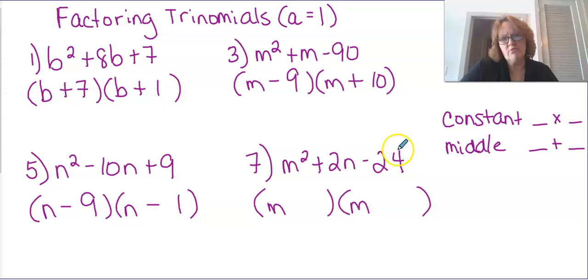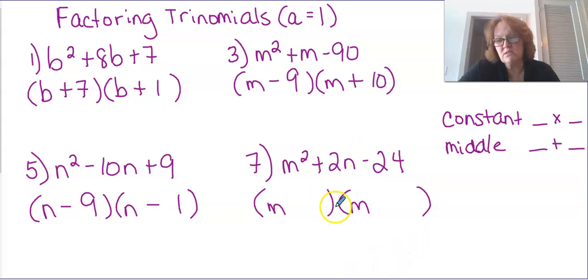I need a factor pair for negative 24. Now look, let me give you a hint. If you've got a negative right here, then one of your numbers is going to be positive and one's going to be negative. If you've got a positive right here, they're either both going to be positive or they're both going to be negative. So I need a factor pair for negative 24 that when I subtract those numbers, or when I take the difference of those numbers, I get 2.